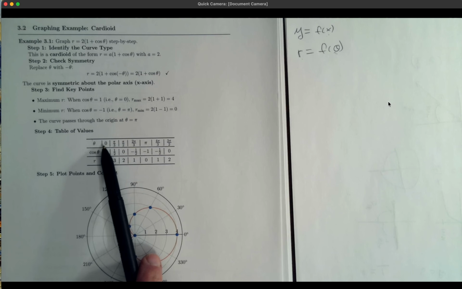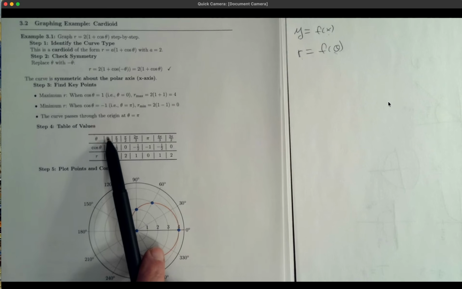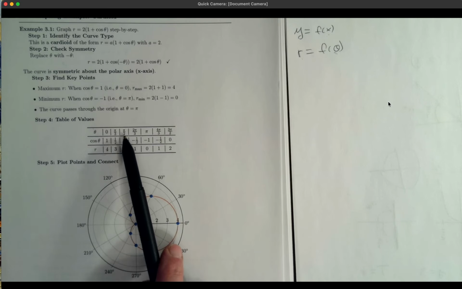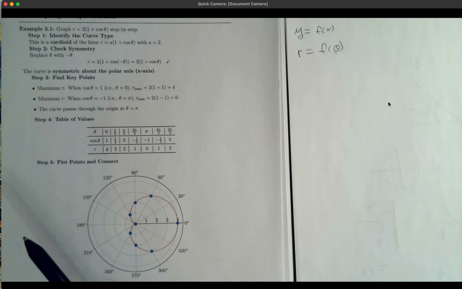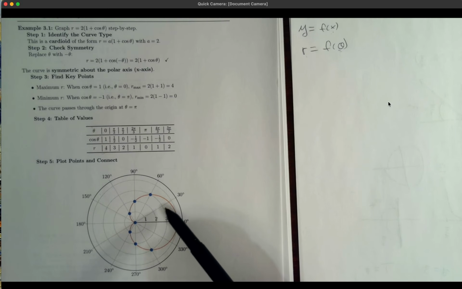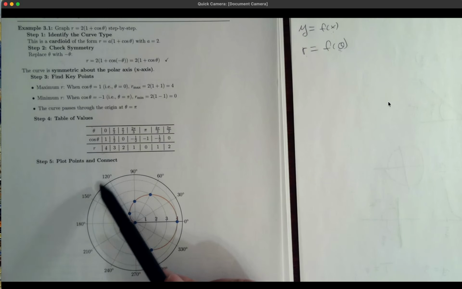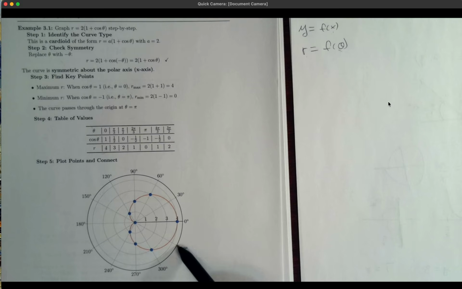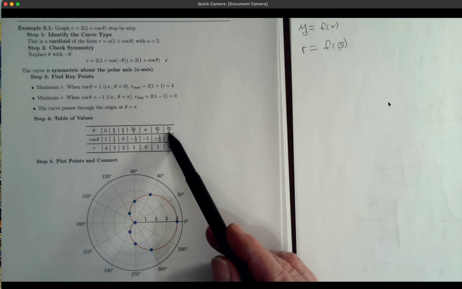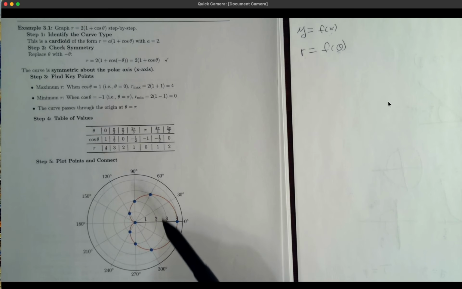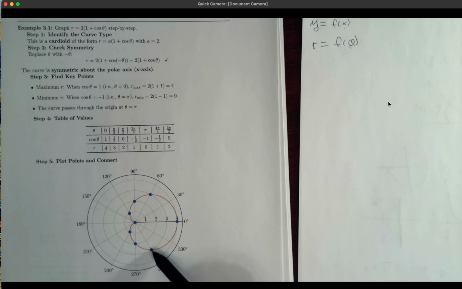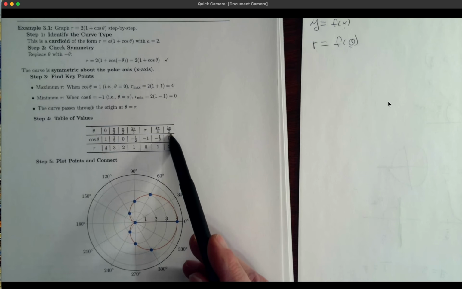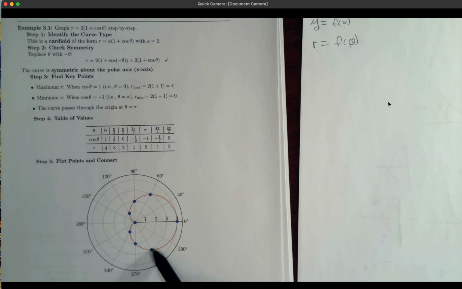Let's plug in some values for theta: 0, pi over 3, pi over 2, 2 pi over 3, pi, 4 pi over 3, 3 pi over 2. If you put them in degrees, you're basically looking at 30, 60, 90, 120, up to like 300, and 270 is 3 pi over 2. So it looks like we have a few more points here. They don't have 300 here, but you could easily calculate it.